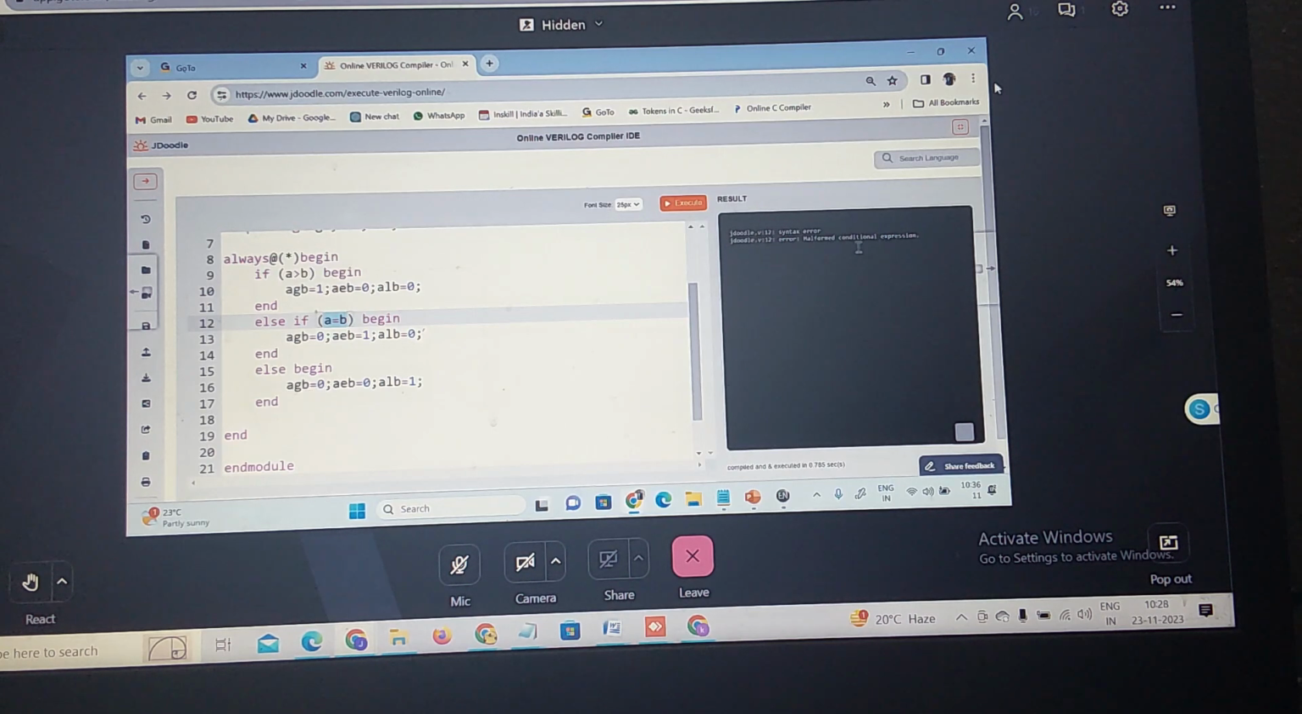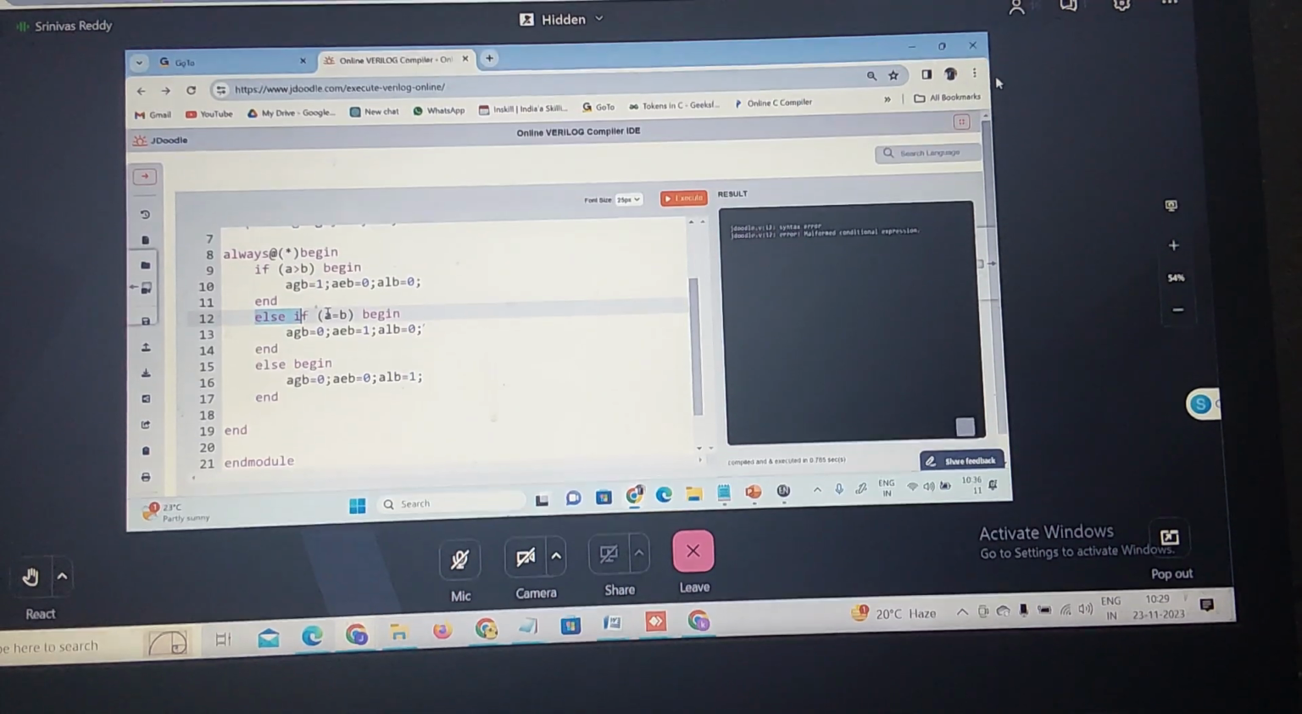So what is this conditional expression? Small form conditional expression. A greater than B I am writing. A equal to B I am writing. Yes, here it needs a gap. There is a space between else and if. Okay. Now let us debug this program. This is A greater than B, equal to B, less than B. I mean this if. Then I am starting else if.